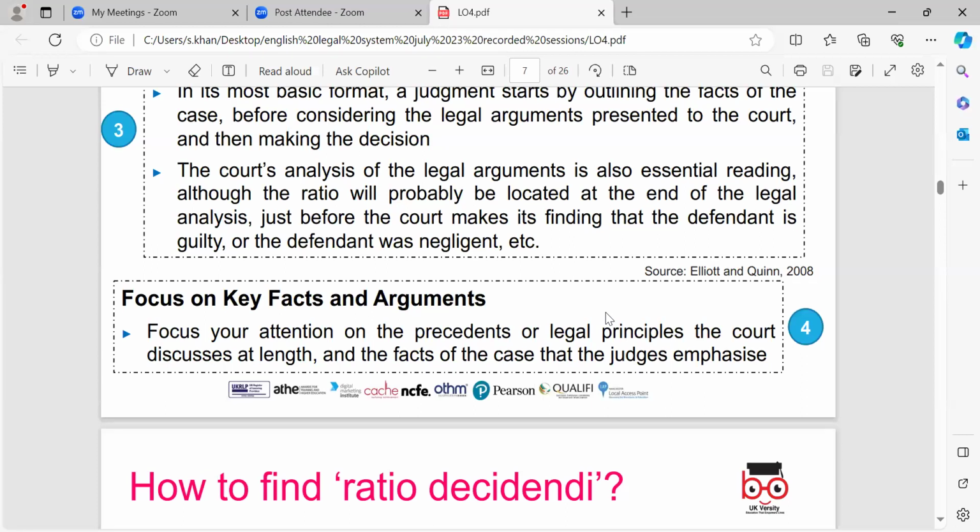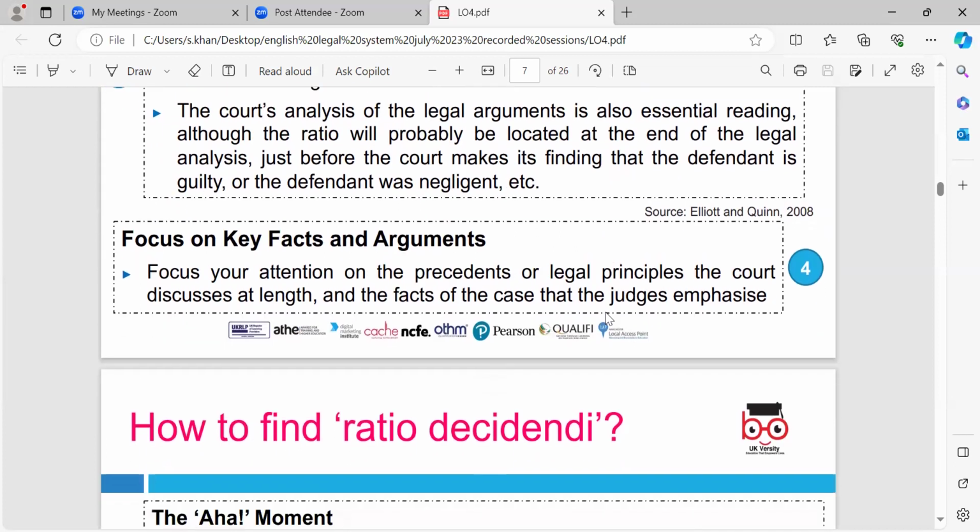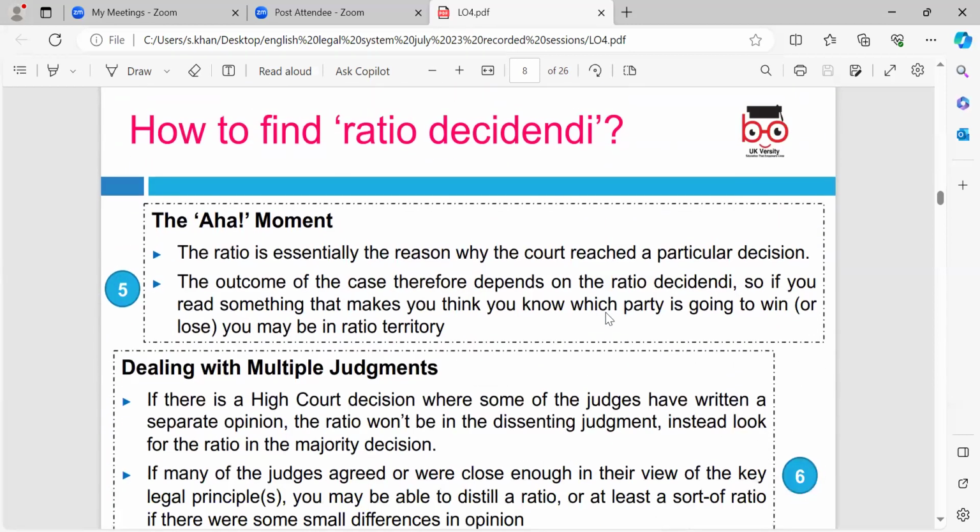Focus on the key facts and arguments. So focus your attention on the precedents or legal principles the court discusses at length and the facts of the case that judges emphasize.